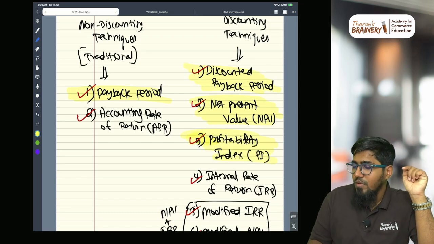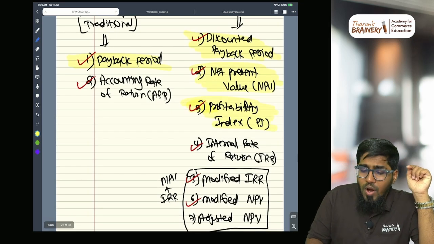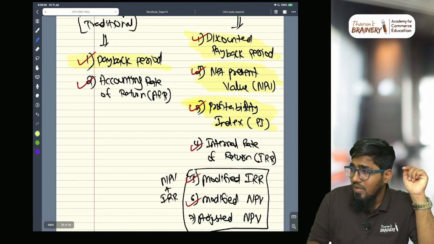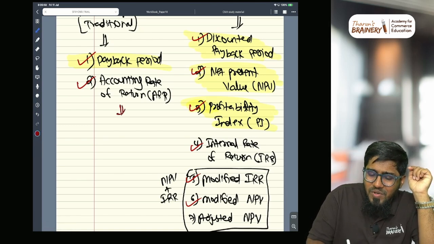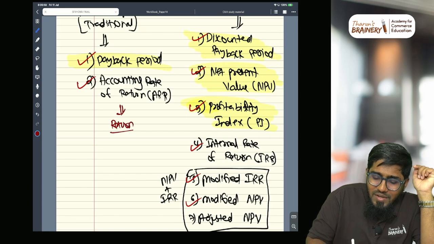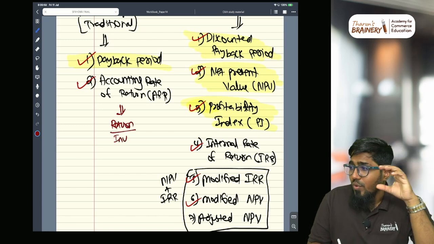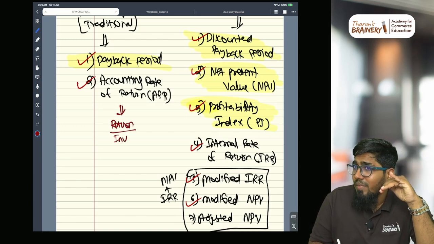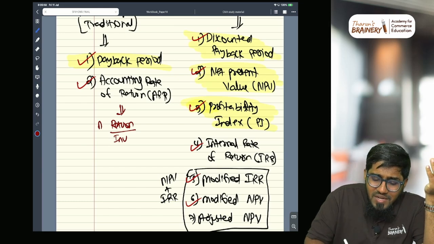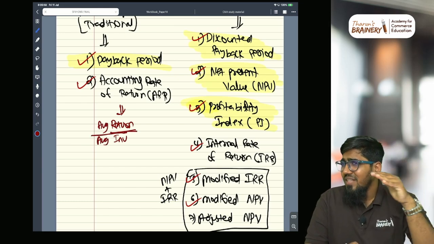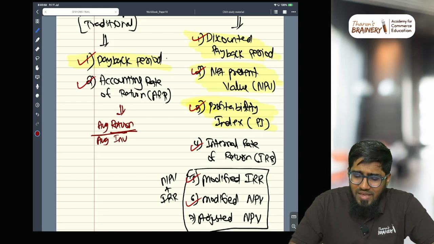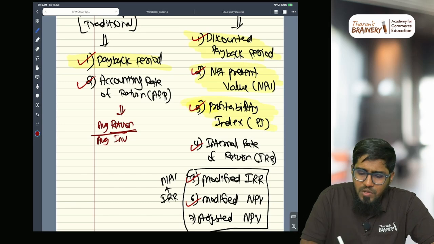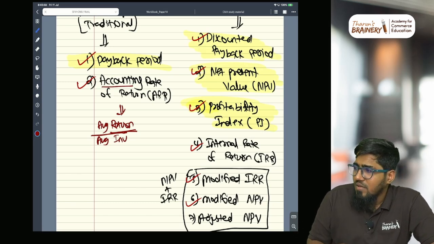Sir, what is accounting rate of return? Accounting rate of return is basically nothing but return divided by investment. If only one year's data is given, then return divided by investment. If multiple years' data is given, then average return divided by average investment. So basically it is all about profit, average profit. So everything is financial management, and this is accounts.